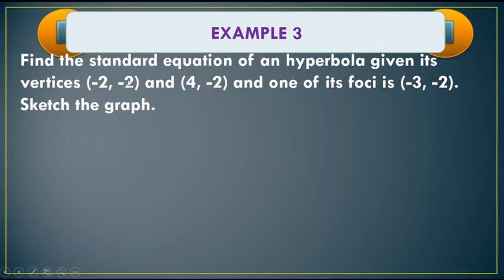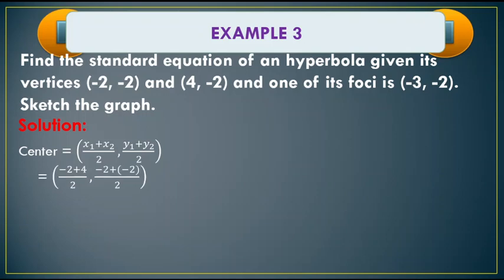Kapag same sila dito ng y, let's say -2, -2, and then -2, same lahat sila ng y natin, di ba, x, y tayo. Pag yung y nila ay pare-parehas, ang orientation ng ating hyperbola niyan ay naka-horizontal. Okay, so graph natin ngayon, kuhanin muna natin si center.